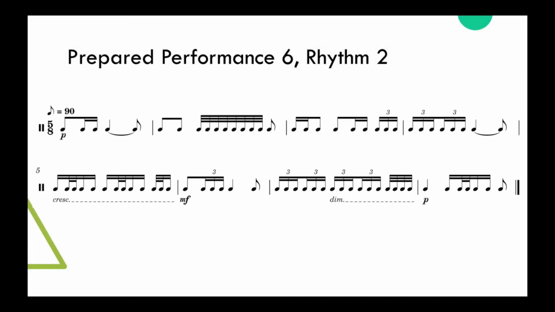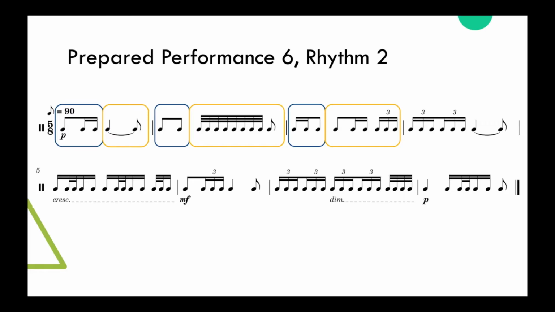Second example is a bit slower, but it's still 5/8, so we have the same relationship between the beats of the measure. Half of the measure is going to be in simple meter, half of the measure is going to be in compound. So here we have an eighth and 2 16ths, and then we have a quarter and an eighth tied. 2 eighth notes, and we have 8 32nds plus 1 eighth note.